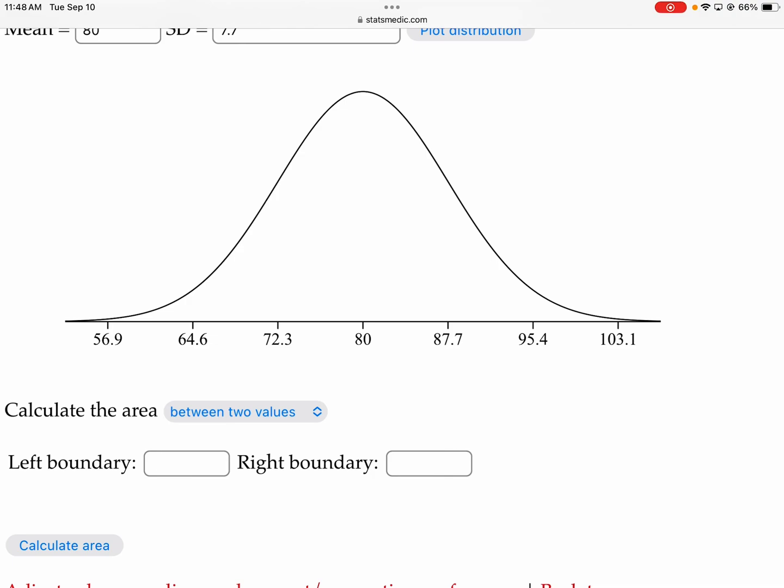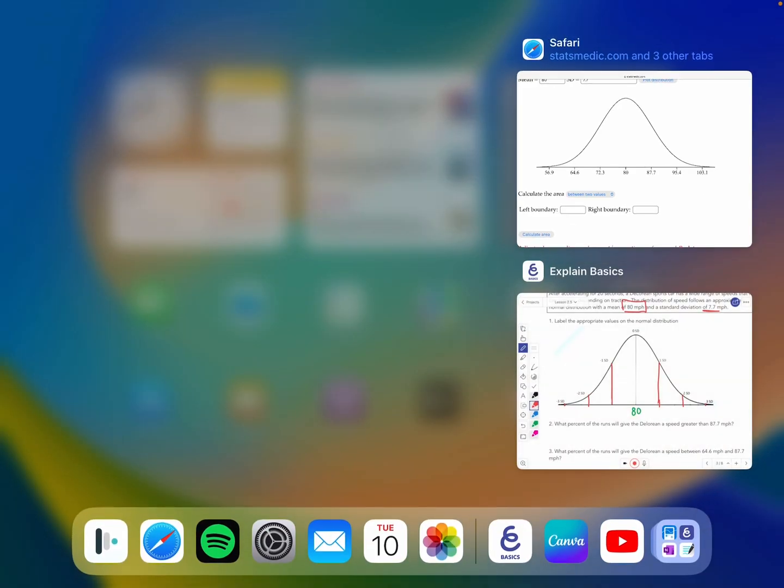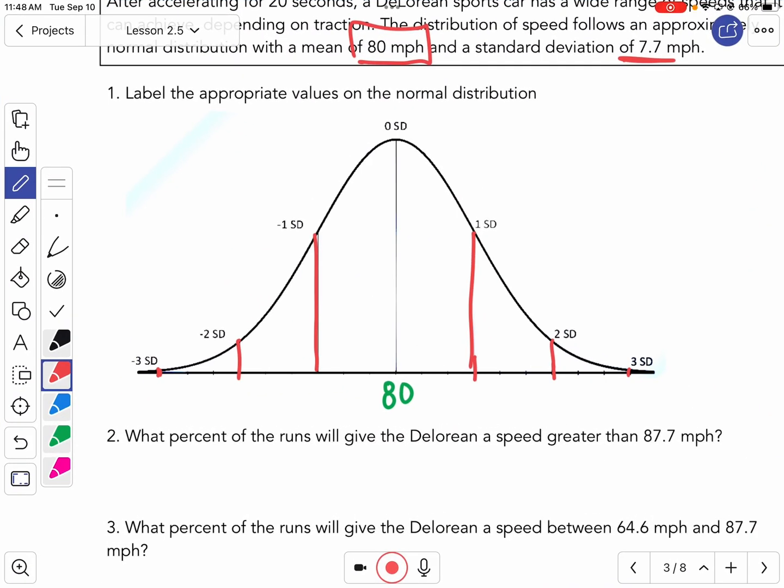All right, so let me copy mine over on my notes now. So we've got 87.7, 95.4, and 103.1. Thank you to whoever brought Kleenex yesterday. Found them this morning when I got here. And 56.9. Okay, so we're just going to leave that there.